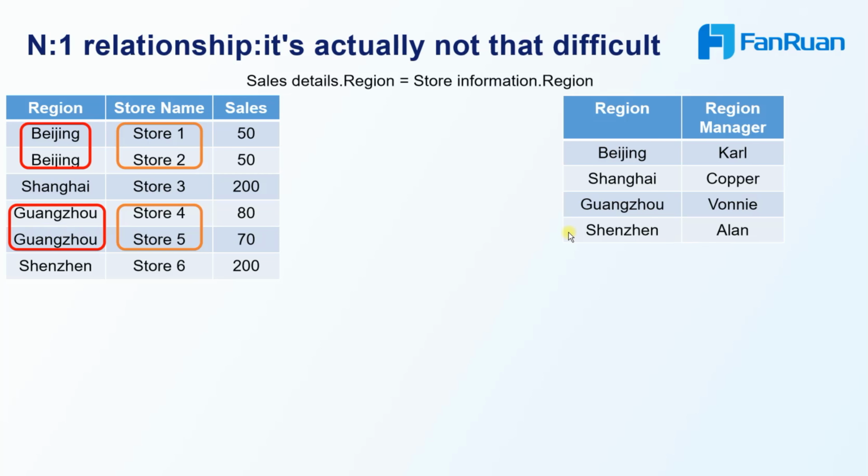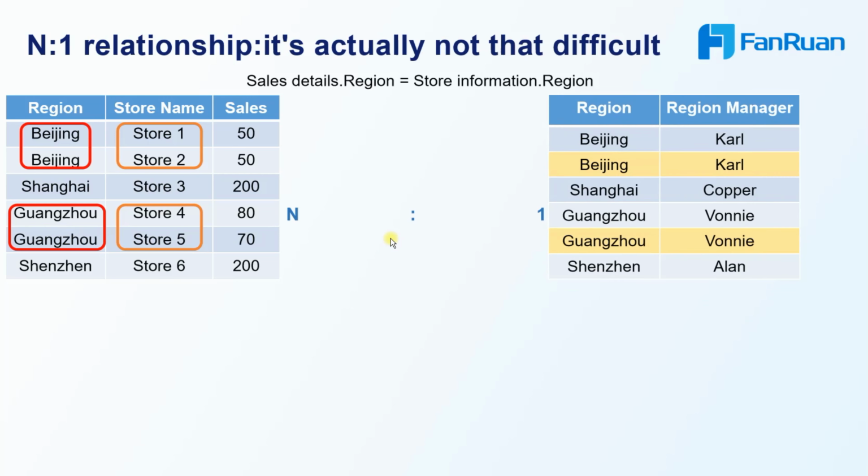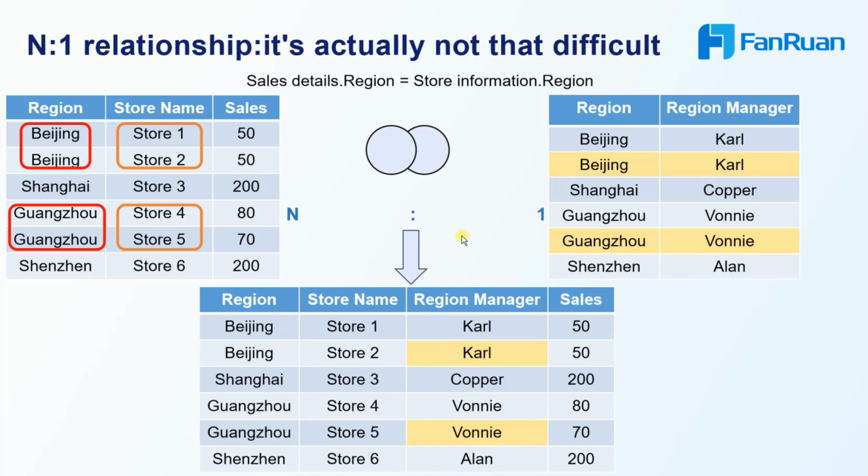Now, if we look from the right table to the left table, one row of data in the right table will correspond to two rows in the left table. This is the many-to-one relationship, which is simple to understand. Just like before, we match the regions, and to align the right table with the left table, we need to merge the rows. This will inevitably lead to duplication. We will have two rows for Beijing and two rows for Guangzhou to match the two rows of data. When we join, we can clearly see that the region manager for Store 1 in Beijing is still Carl, with a sales figure of 50, and this information is correct.